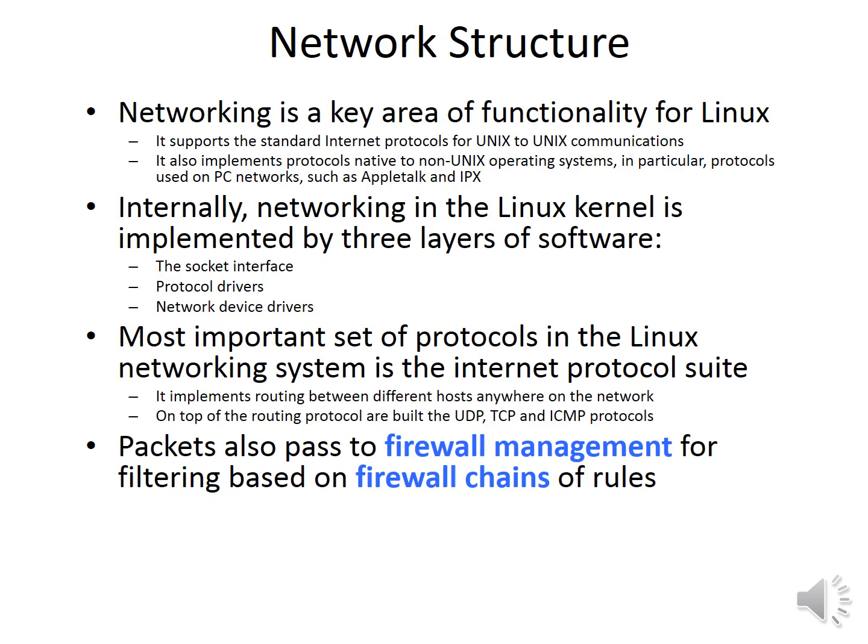Networking structure. Networking is a key area of functionality of Linux. Networking is implemented by three layers: socket layer, protocol drivers, and network device drivers. The most important set of protocols in the Linux networking system is the Internet Protocol suite. It implements routing between different hosts anywhere on the network. On top of the routing protocol are built the TCP, UDP and ICMP protocols. Protocol packets also pass to firewall management for filtering based upon the firewall chains.